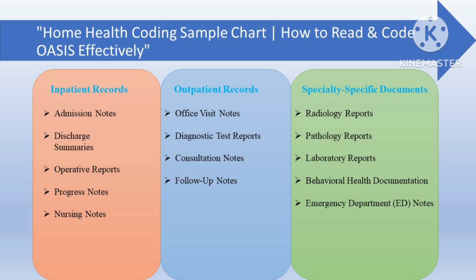In a home health agency, the patient comes either from inpatient hospitalization or from outpatient settings. So, in general, we can say we will encounter the following types of records. In inpatient records, we can see admission notes that document the reason for hospitalization, initial assessment, and planned course of action. We can also have discharge summaries, which summarize the patient's hospital stay, treatments provided, final diagnosis, and discharge instructions.